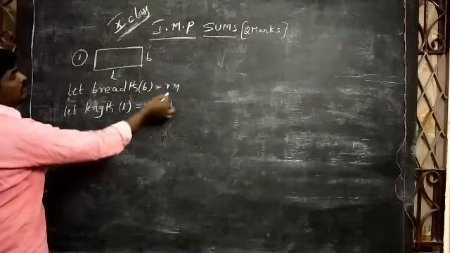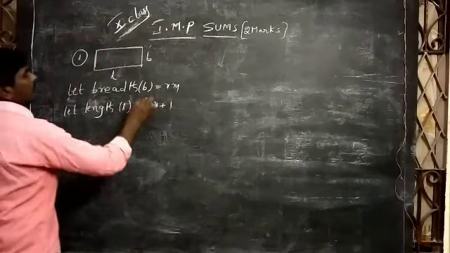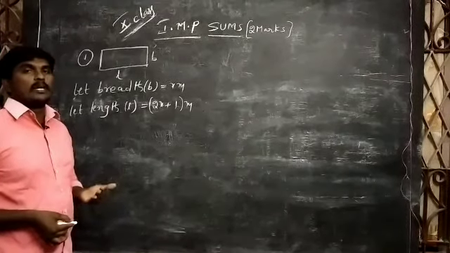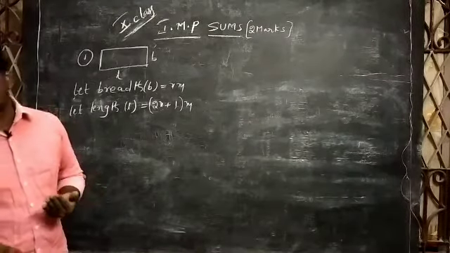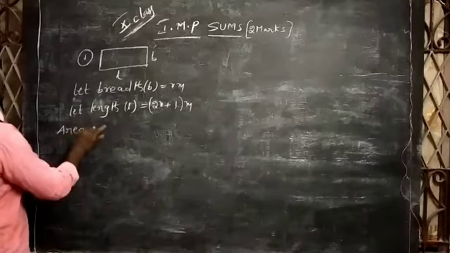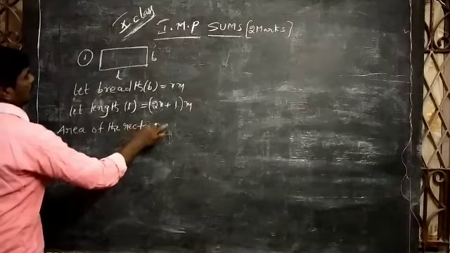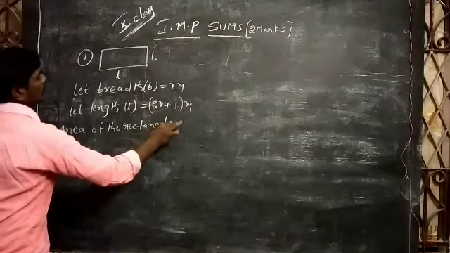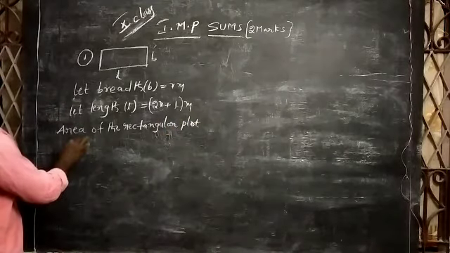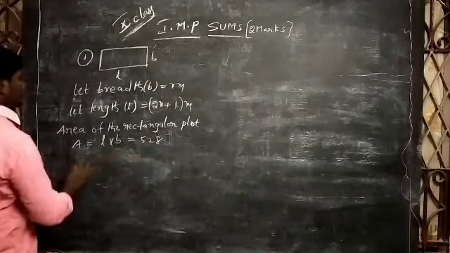Twice means multiply by 2: breadth multiplied by 2 becomes 2x. 1 more than means plus symbol. Put it in brackets, meters. After that, the area of the rectangular plot is also given. How much is given? 528 meters square. So we have to write the area of a rectangle formula. Area of the rectangular plot, A is equal to L into B, that is equal to 528, already given.